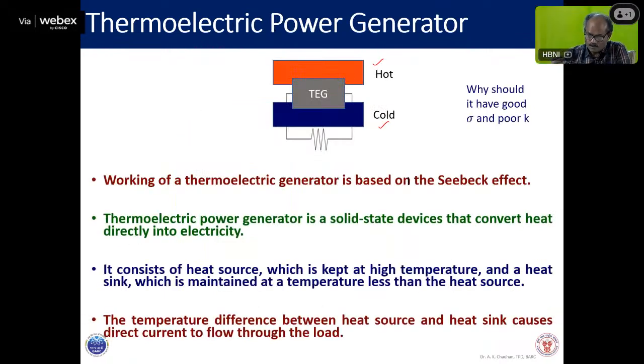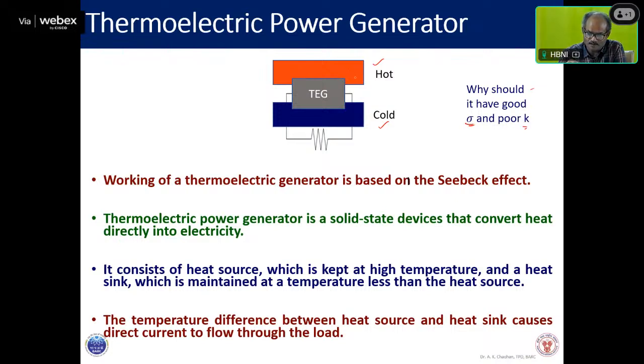So now there are two things. One is why we should have good electrical conductivity and poor thermal conductivity. Normally, the electrical conductivity and thermal conductivity are related. The more the electrical conductivity, the more thermal conductivity the material will have. As one increases, the other also increases. But now suppose you have a thermoelectric material and it has very good electrical conductivity and good thermal conductivity also.